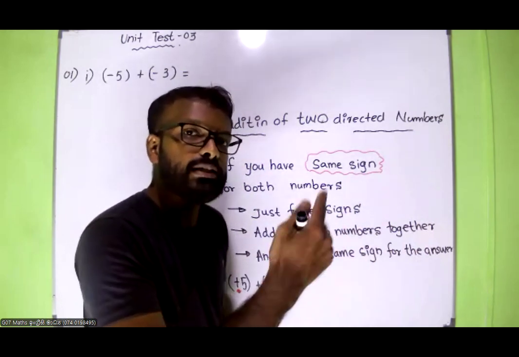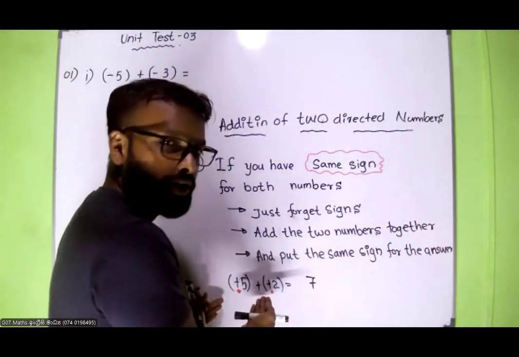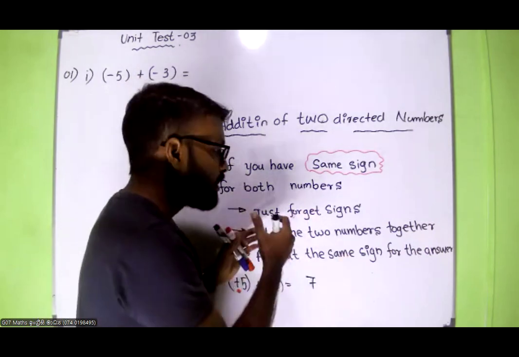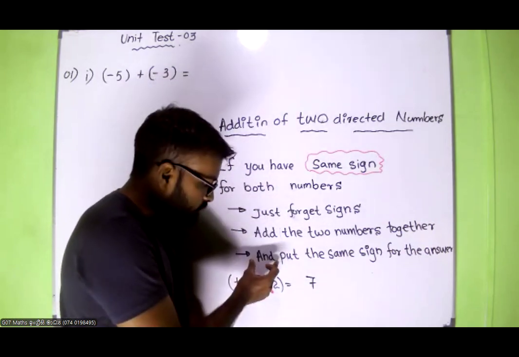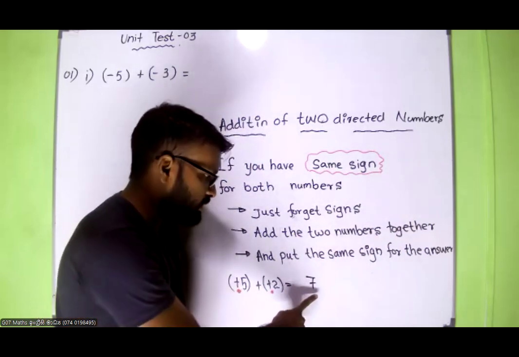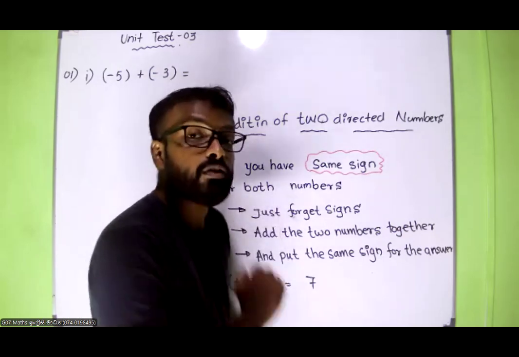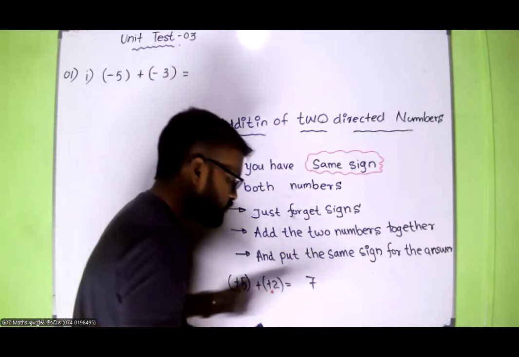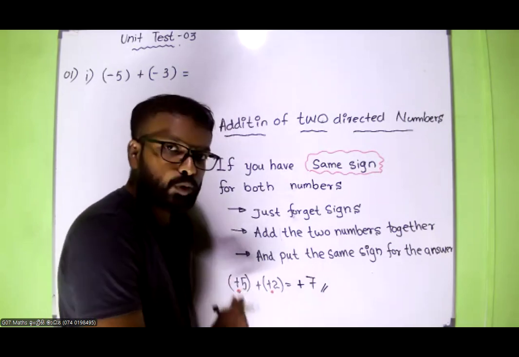5 plus 2 is 7. You know how to add this, but I am telling you the perfect way to do it. Then put the same sign for the answer. What is the sign of the answer? The same sign. What is the same sign? Positive, positive. So your answer should be positive.